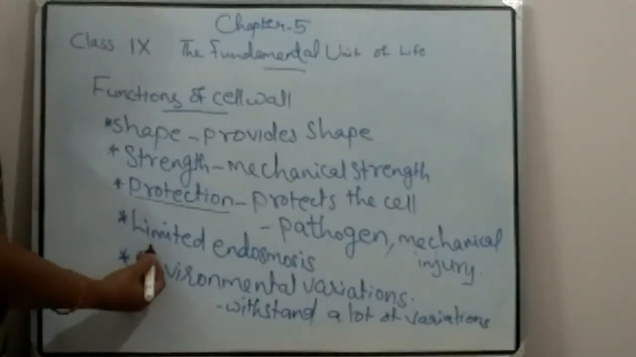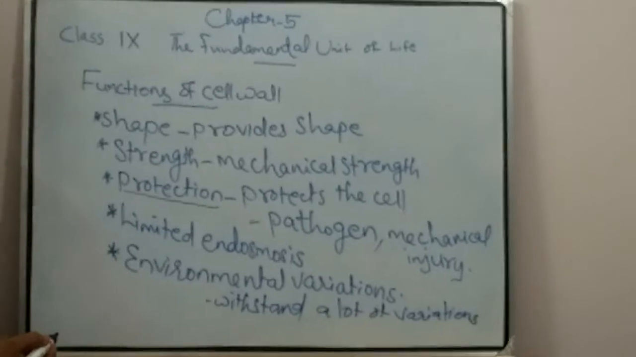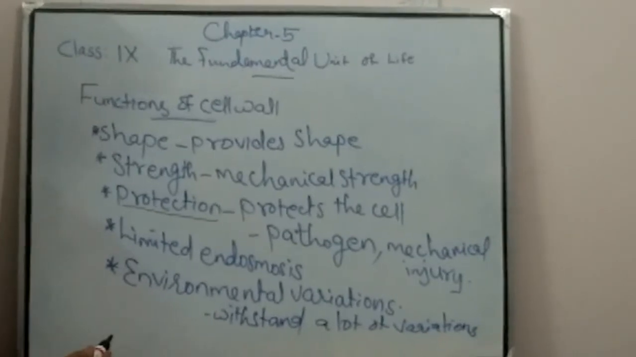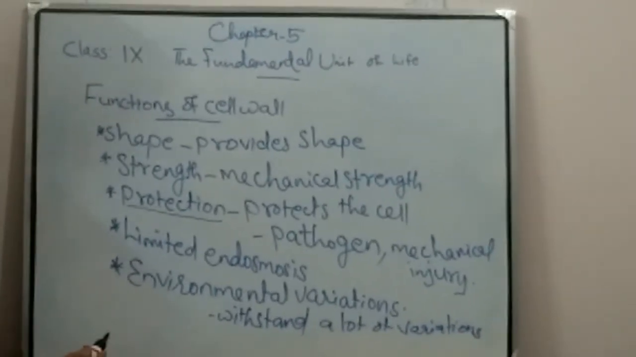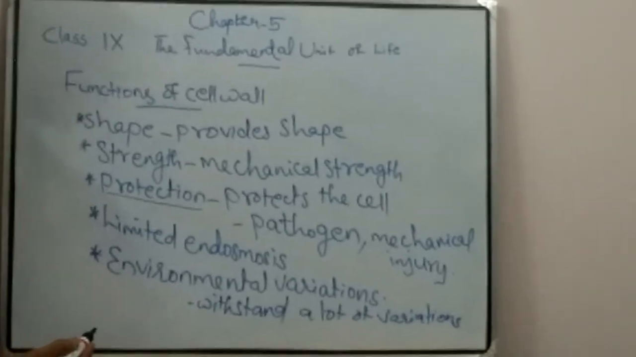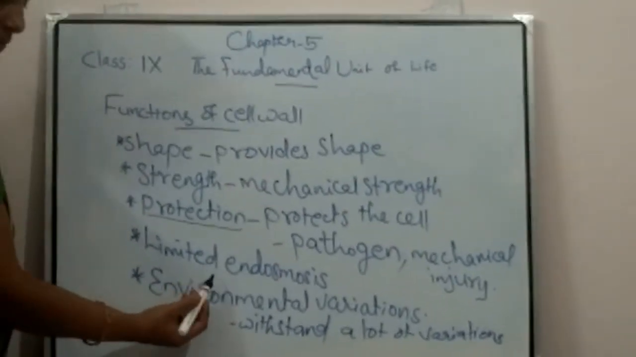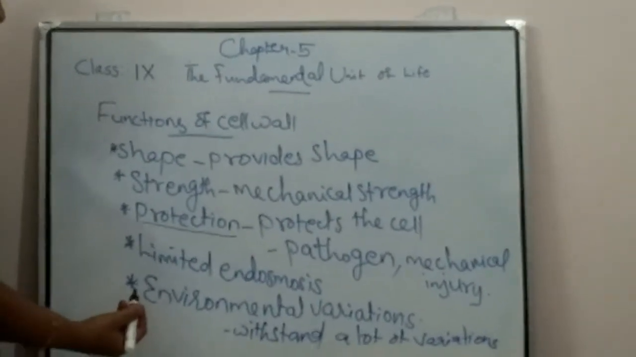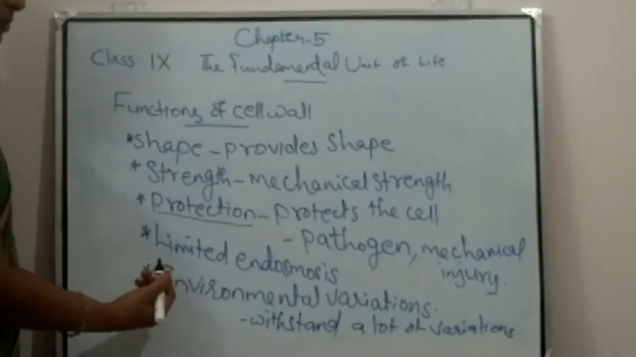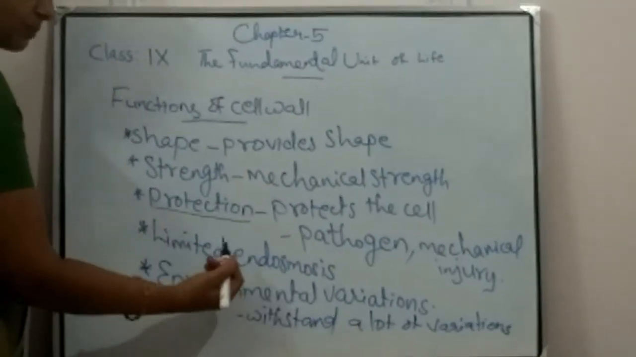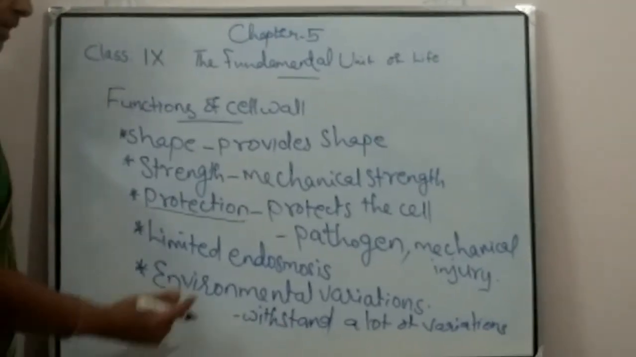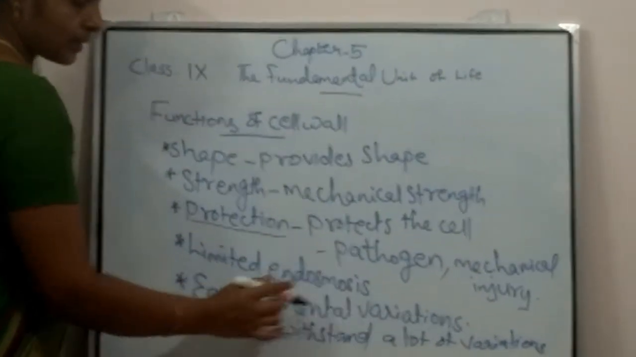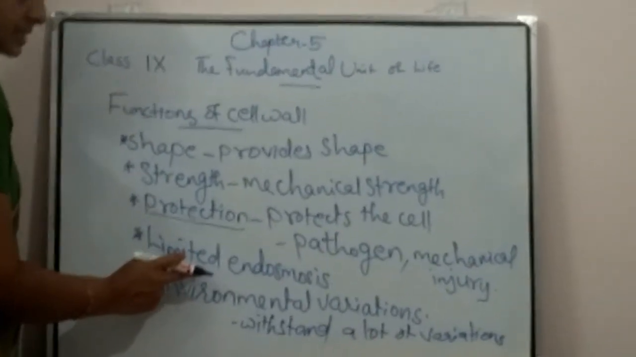And another one is limited endosmosis. So what is that? Endosmosis, you know, is water entering inside the cell, then the protoplasm swells up. That is, the cell swells up. As the water enters the living cell, its protoplasm swells up and builds a pressure against the cell wall. The cell wall exerts an equal and opposite pressure against the swelling protoplasm. As a result, after some endosmosis, further entry of water into the cell is stopped. Thus it helps the cell from bursting.